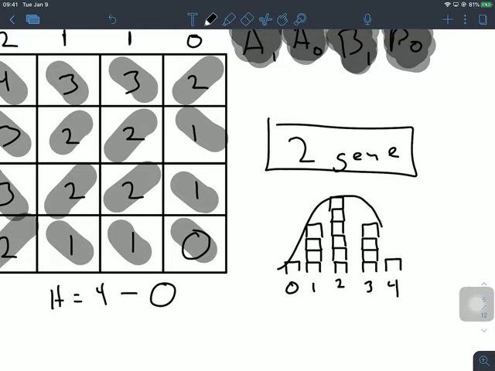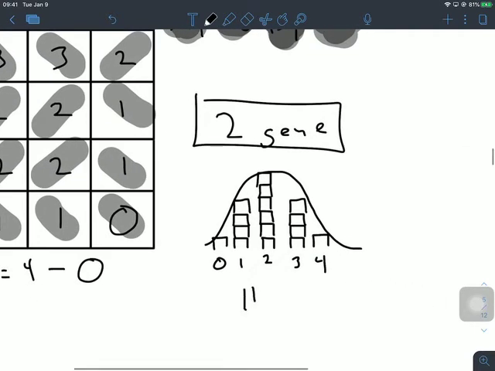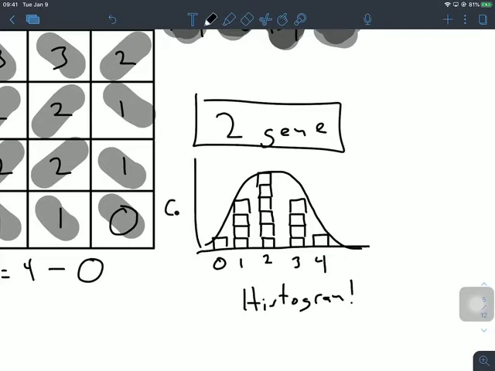Again, notice that curve, notice that normal distribution in our histogram, where again you have heights on the bottom and counts on the side, just like you did in your genome size lab.